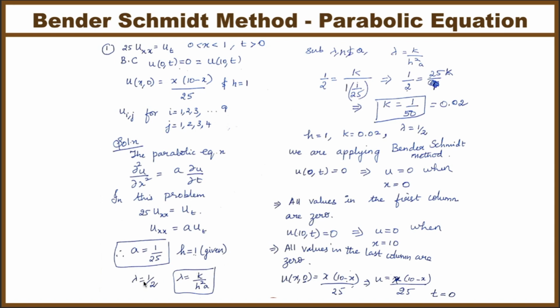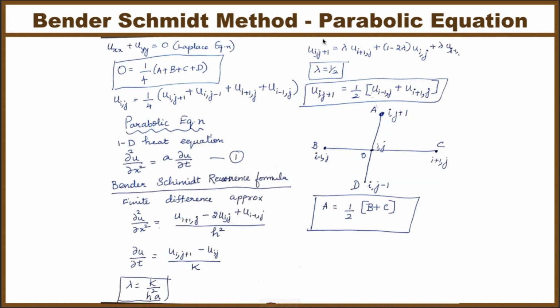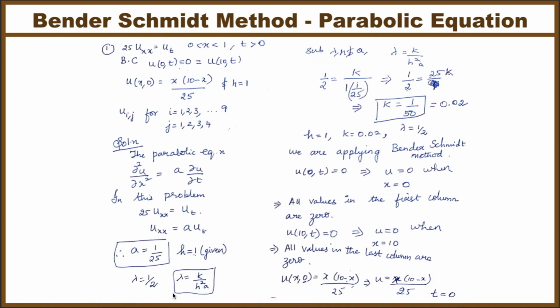And before, in the Bender-Schmidt recurrence formula, they have taken lambda is equal to 1 by 2. So here we take lambda equal to 1 by 2. So we have a, h and lambda. So all these things are here. We have to find the value of k. So to find the value of k, we substitute all the values: lambda equal to 1 by 2, h is equal to 1, a is equal to 1 by 25.